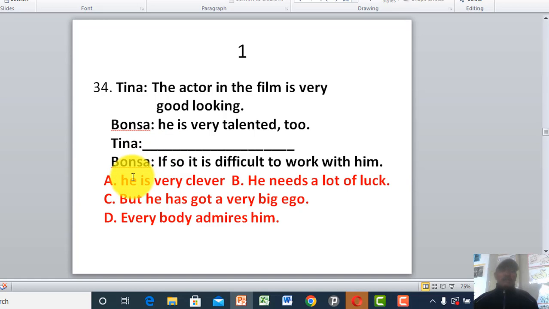Look here, he's very clever. If so, he's very clever. It is difficult to work with him. He needs a lot of luck, no, but he has got a very big ego.